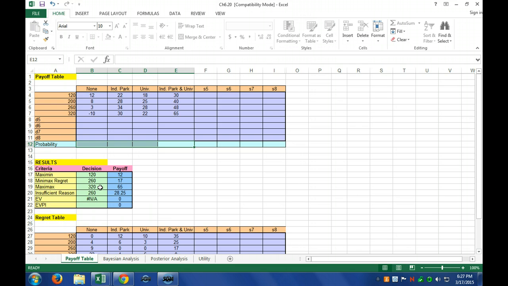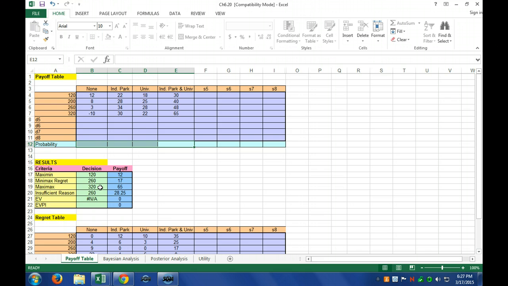60% times 30%? It's 18%. What's the probability of building an industrial park, no university? Well, that looks like it's 60% times 70%. That's 42%, so that's an industrial park only, basically, we'll say.